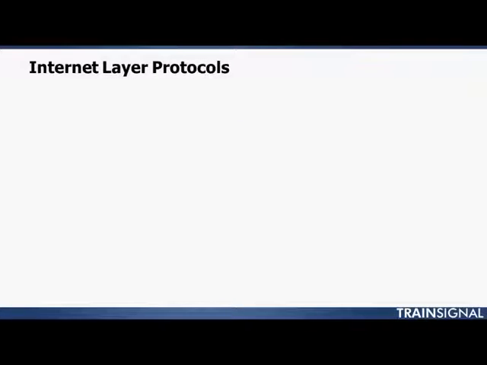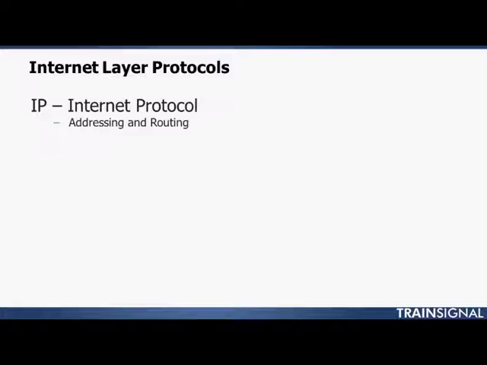Now, the internet layer protocols. The first one, well, again, the first one of transport layer was TCP, which of course is part of TCP/IP. And what's the other half? IP, the Internet Protocol. And as I've mentioned many times, TCP/IP is needed for the Internet. The Internet Protocol is responsible for addressing and routing.